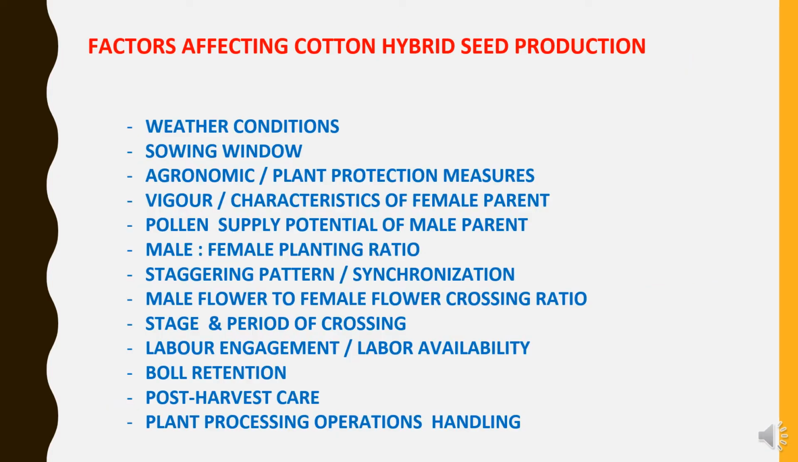There are various factors which are affecting cotton hybrid seed production, like weather conditions, sowing window, agronomic and plant protection measures followed, vigor and characteristics of the female parent, pollen supply potential of the male parent, male and female planting ratio, staggering pattern or synchronization, male flower to female flower crossing ratio, stage and period of crossing, labor engagement and labor availability, ball retention capacity, post-harvest care, and plant processing operations handling. So these all factors are ultimately affecting cotton hybrid seed production.